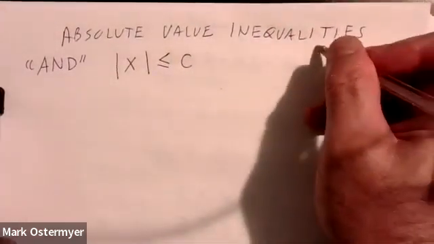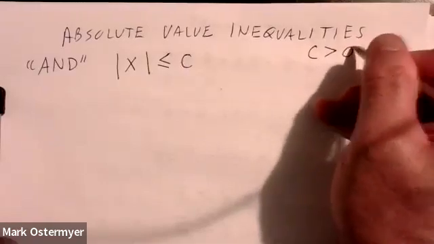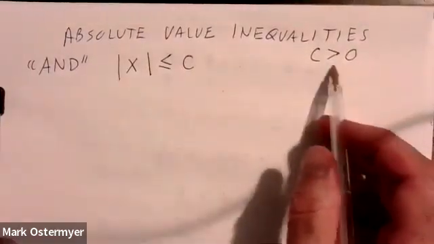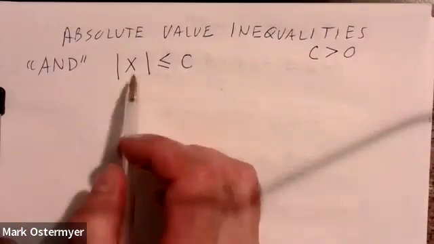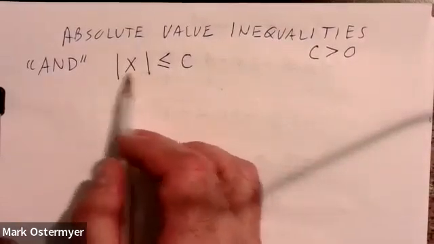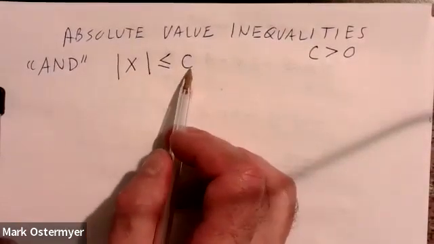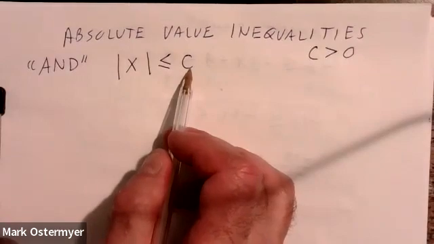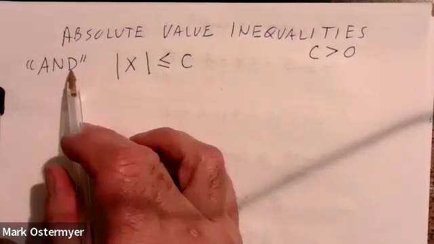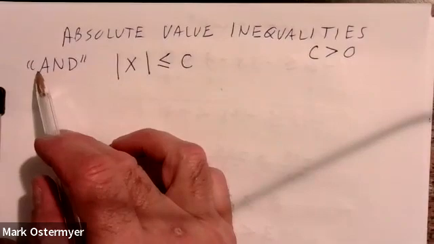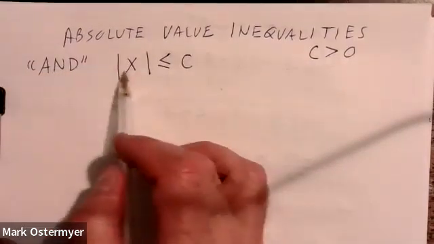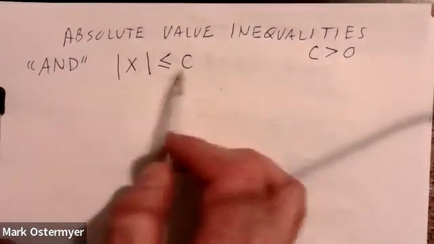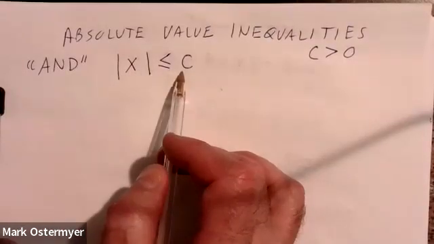Now, for the sake of our argument, this number C is always going to be a non-negative real number, a positive real number here. So if I have the absolute value of x, or some expression in x, less than or equal to some positive real number, this represents an implied compound inequality solution set for these types of absolute value inequalities.